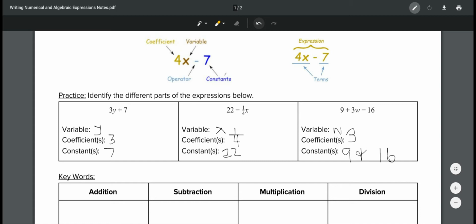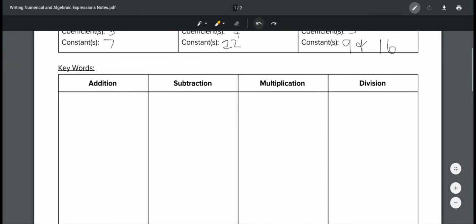In this one, see if you can think about how many terms there are. So remember, my terms are separated by plus and minus signs. So that means 9 is a term, then I have a plus sign. 3W is a term, then I have a minus sign. And 16 is a term. I have a total of 3 terms in this expression this time. Okay? So hopefully you'll get the hang of that. We'll review this again when I come back to class. Go ahead and move on to the next part.